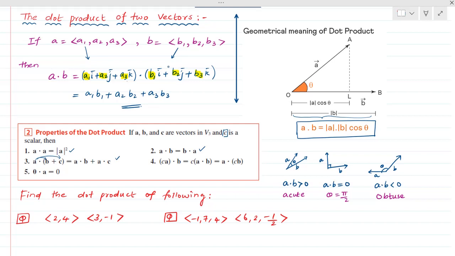Now if you want to multiply with a scalar C, some number you are multiplying with the vector, it is equal to taking the dot product and then multiplying, or you can multiply with the vector B and then take the dot product. All are going to be the same. When you take the dot product of any vector with the zero vector, the value will be 0.